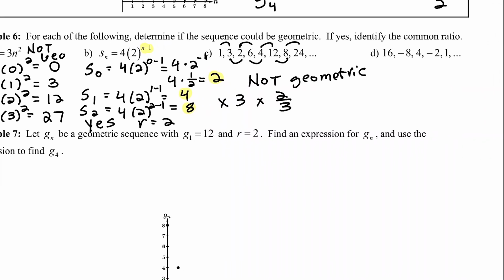And then for D, this would be times negative 1/2. It's like halving, but it alternates kind of from negatives, so I know that yes, this is geometric, but oops, my R would be equal to negative 1/2.